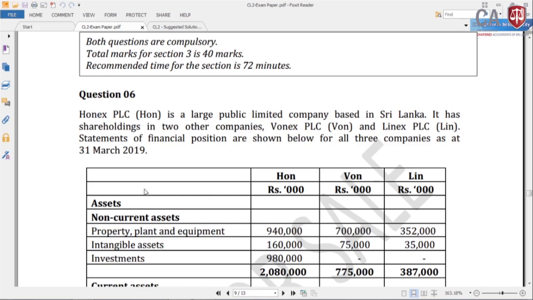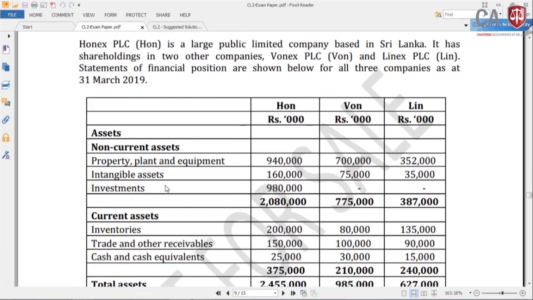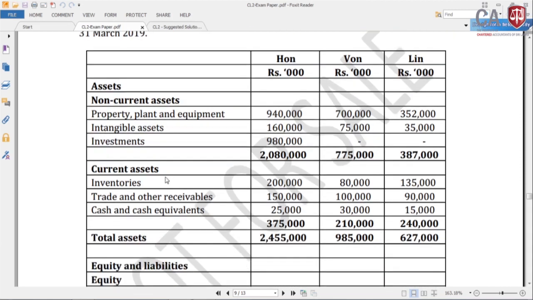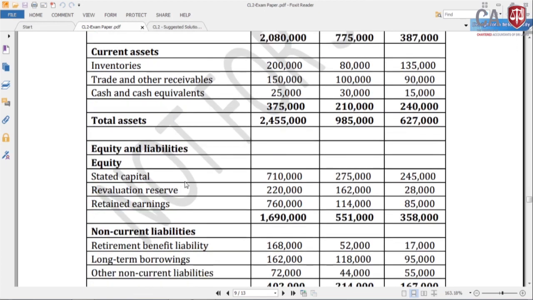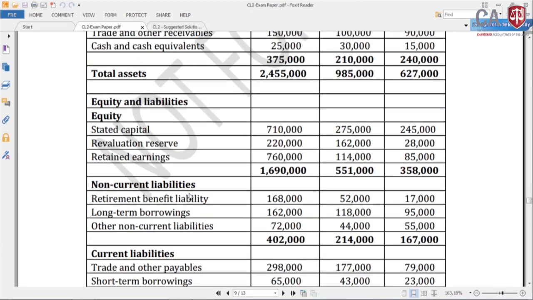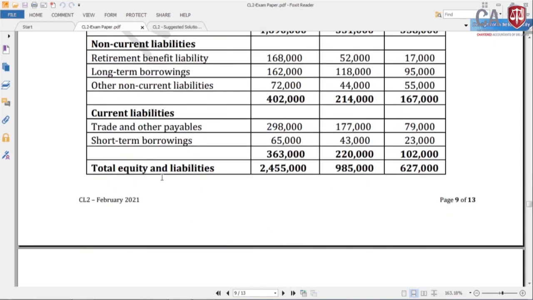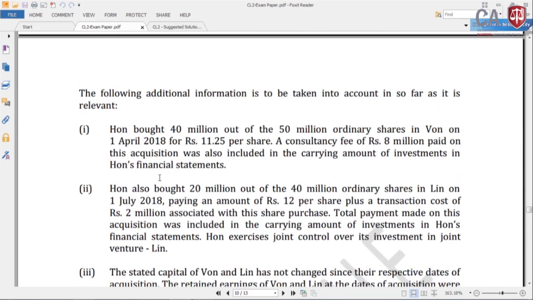Assets, non-current assets, property, plant and equipment, intangible assets, investments, inventories, trade and other receivables, cash and cash equivalent, stated capital, revaluation reserves, retained earnings, retirement benefit liability, long-term borrowings, other non-current liabilities, trade and other payables, short-term borrowings, total equity and liabilities.